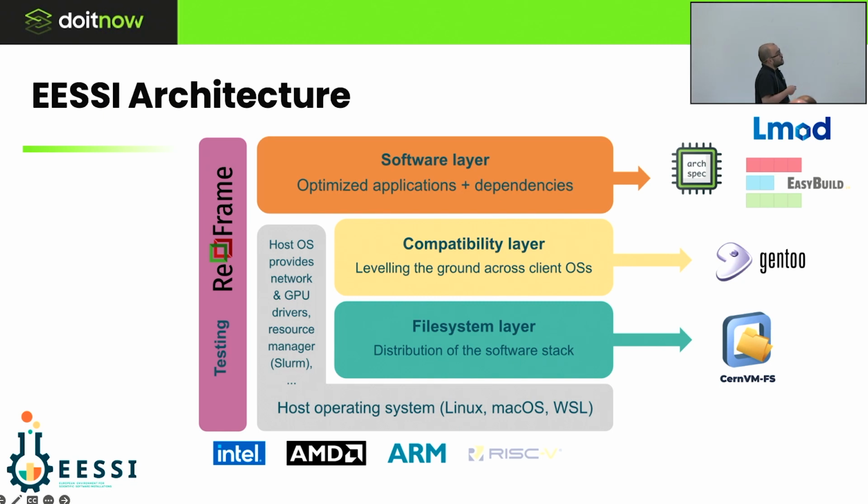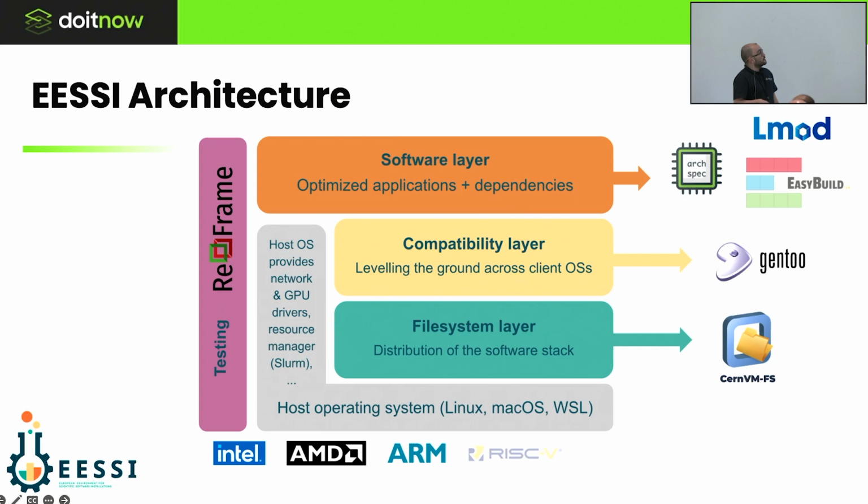On top of it, we have a file system layer, which is the way that we distribute the software AppStack. That is CernVM-FS, a way to stream scientific software to any client. On top of it, we have the compatibility layer. This compatibility layer is the thing that does the magic here. In this layer, we have a set of packages that ensures that the AppStack can work everywhere. It's built on top of Gentoo Prefix.